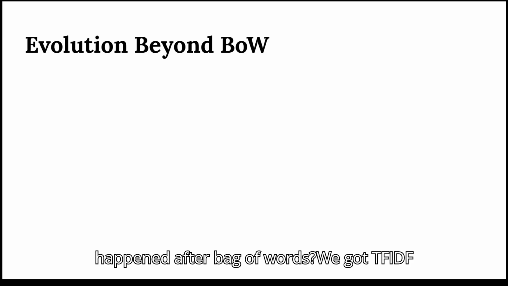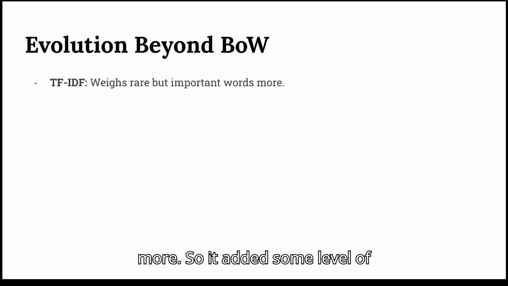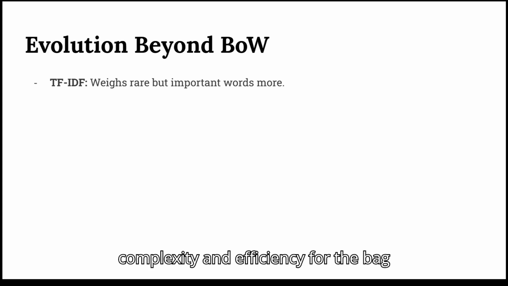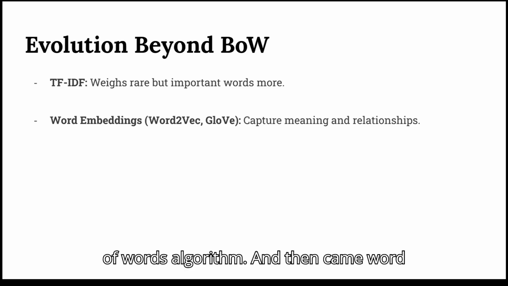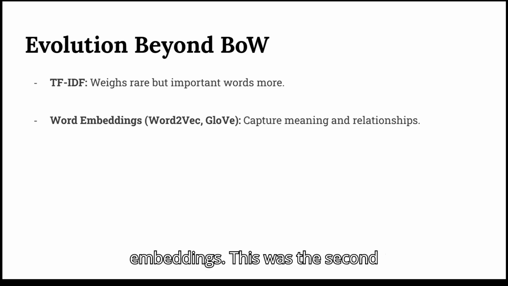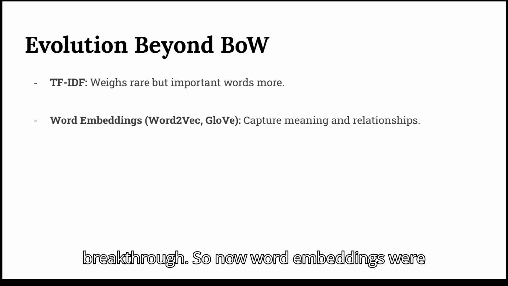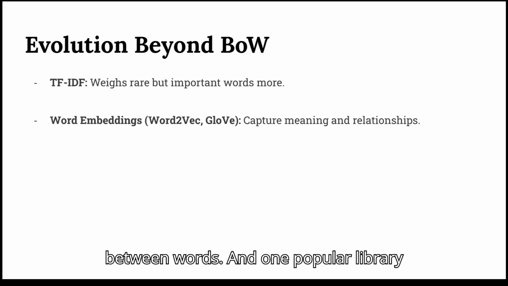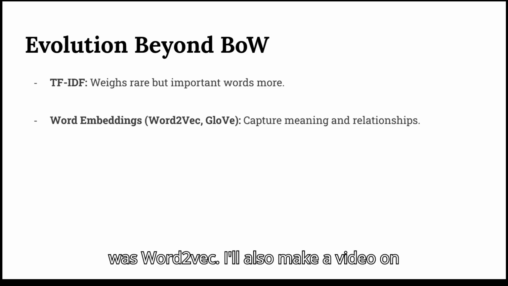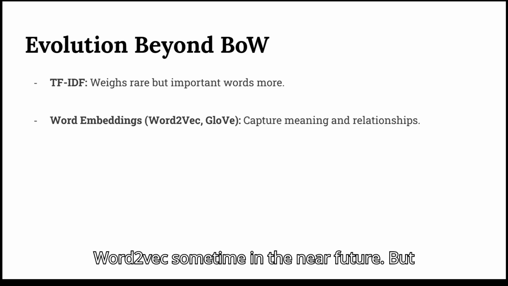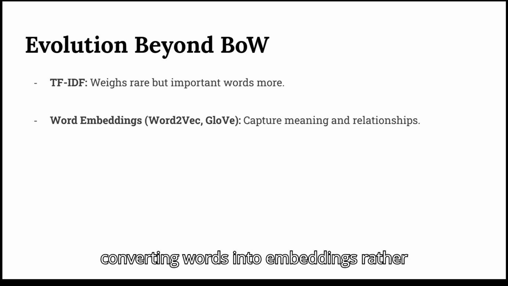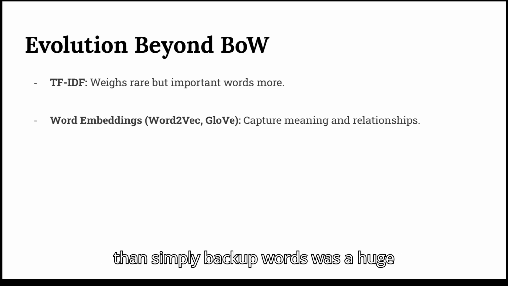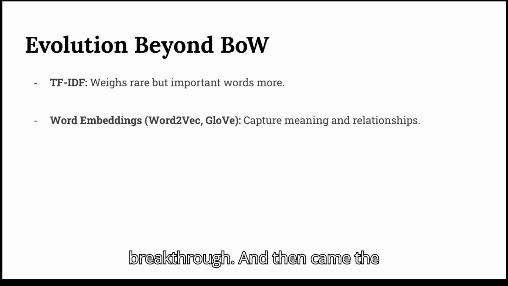Now, what happened after bag of words? We got TF-IDF, which weighs rare but important words more. So it added some level of complexity and efficiency to the bag of words algorithm. And then came word embeddings. This was the second breakthrough. Word embeddings were able to capture meaning and relationships between words. And one popular library was word2vec. I'll also make a video on word2vec sometime in the near future. But converting words into embeddings rather than simply bag of words was a huge breakthrough.